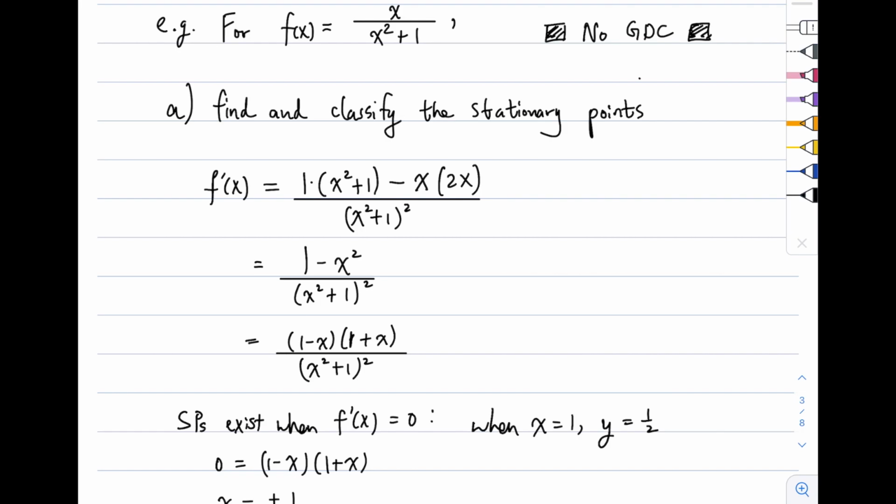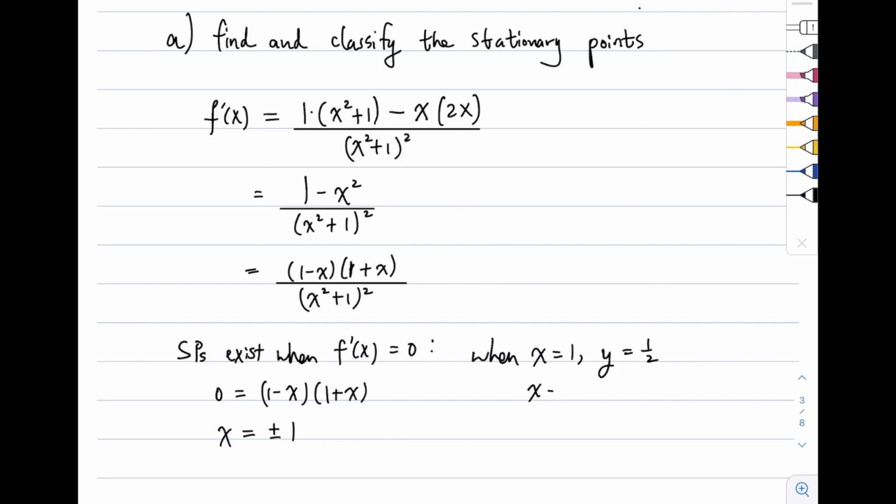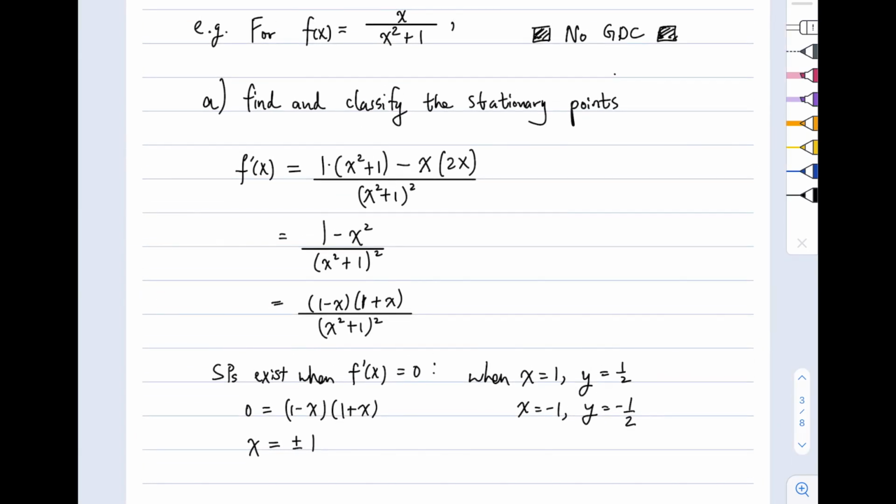And then similarly, if we plug in -1, in the numerator we get -1. In the denominator we get 2. So overall we get -1/2. I'll write that down. When x is equal to -1, y is equal to -1/2. Okay, so I'm pretty happy with all that. We have our stationary points.